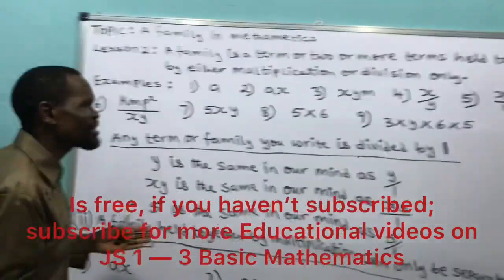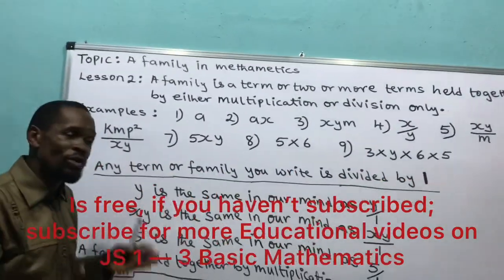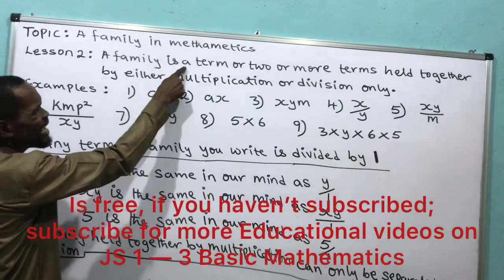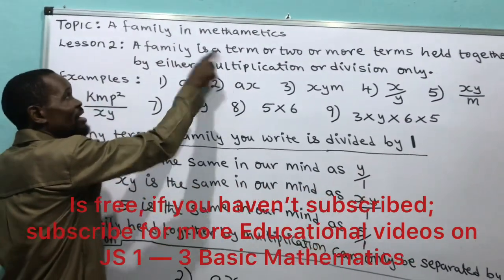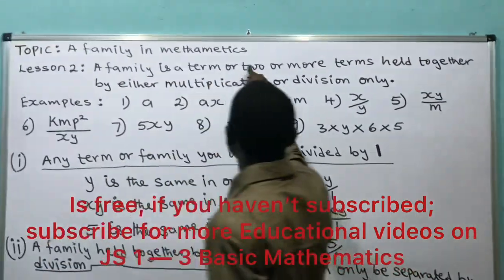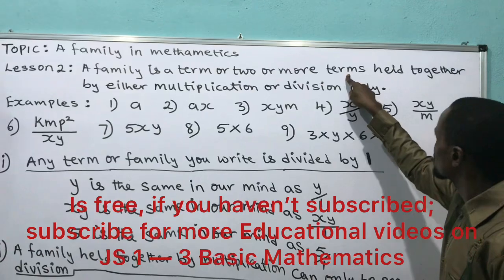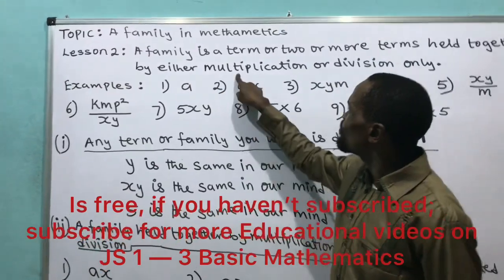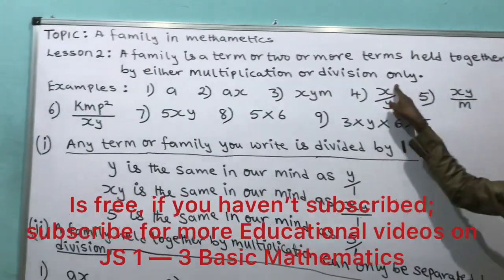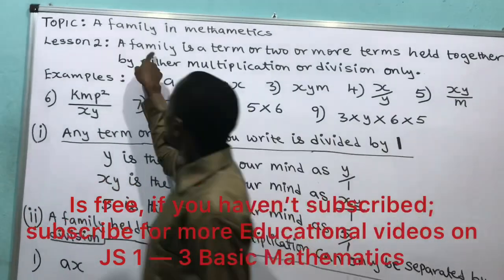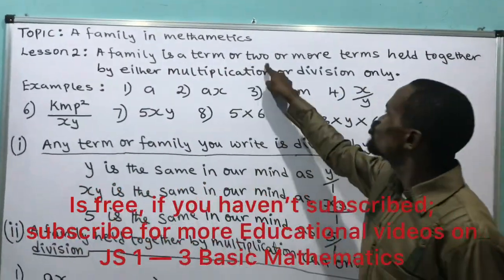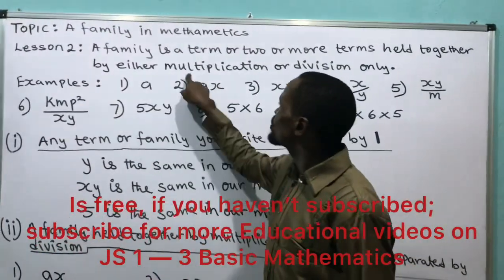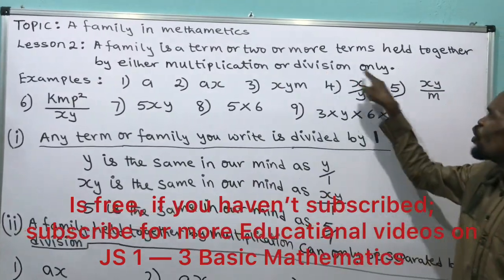What is a family in mathematics? Mathematics has a family. We are going to see what we mean by family in mathematics. In lesson 1 we said a term. We already know what I mean by a term. A family is a term or two or more terms held together by either multiplication or division only.